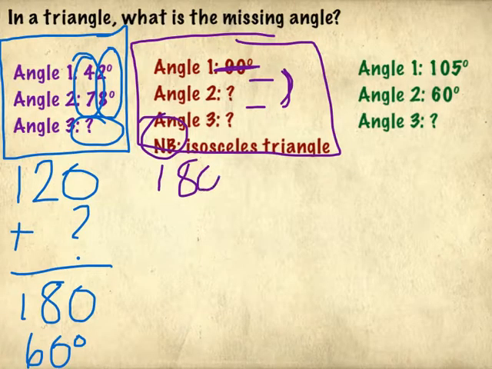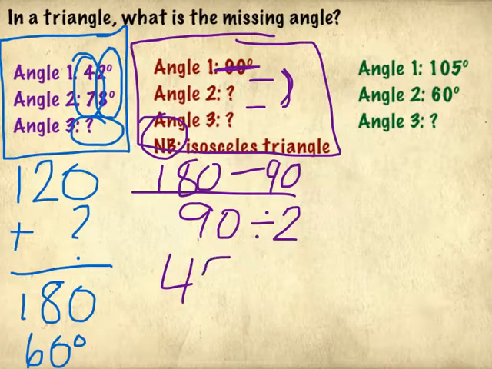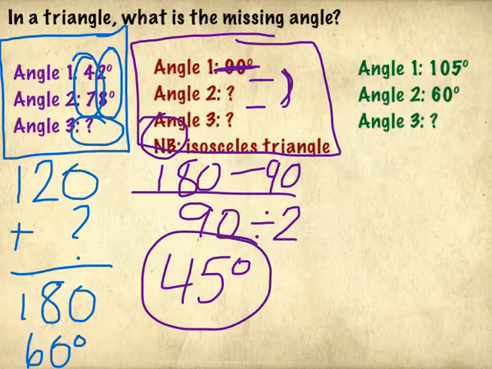180 take away 90, 18 take away 9 is 9, so that's going to equal 90. 90 divided by 2, because it has to be divided evenly, will give me 45. And we've talked before about how in a right isosceles triangle, the other two angles will always be 45 degrees. Now let's have a look at the third problem.